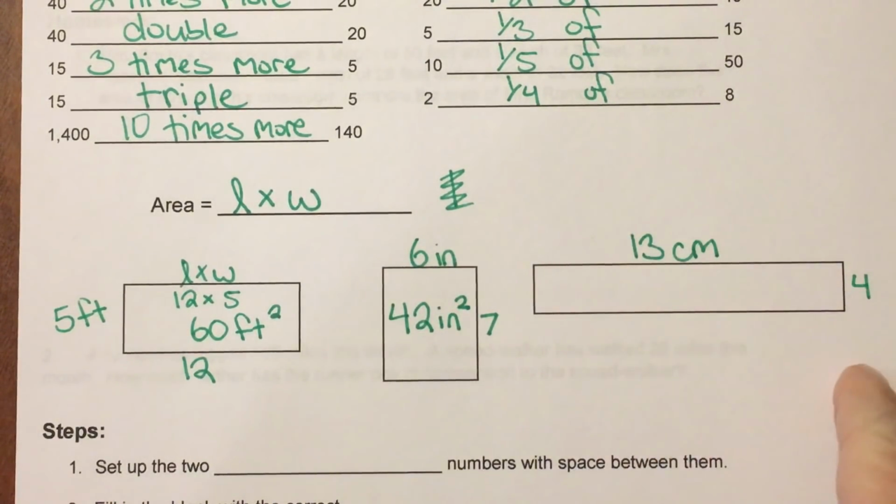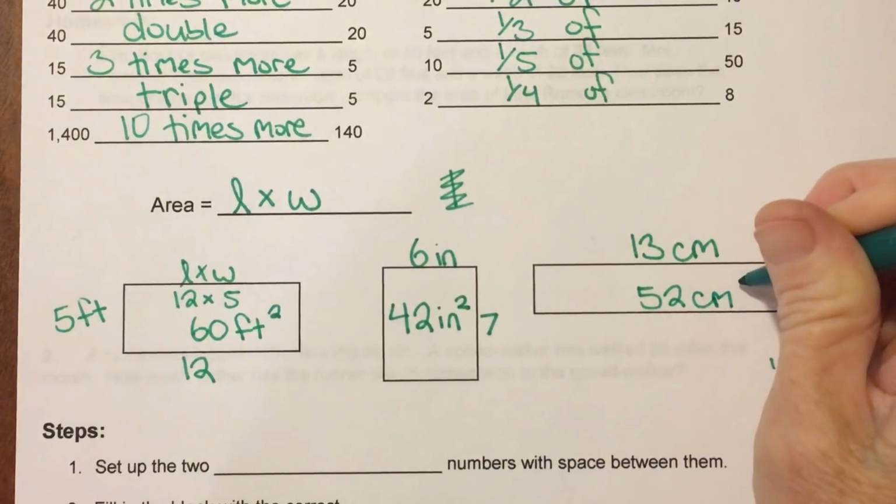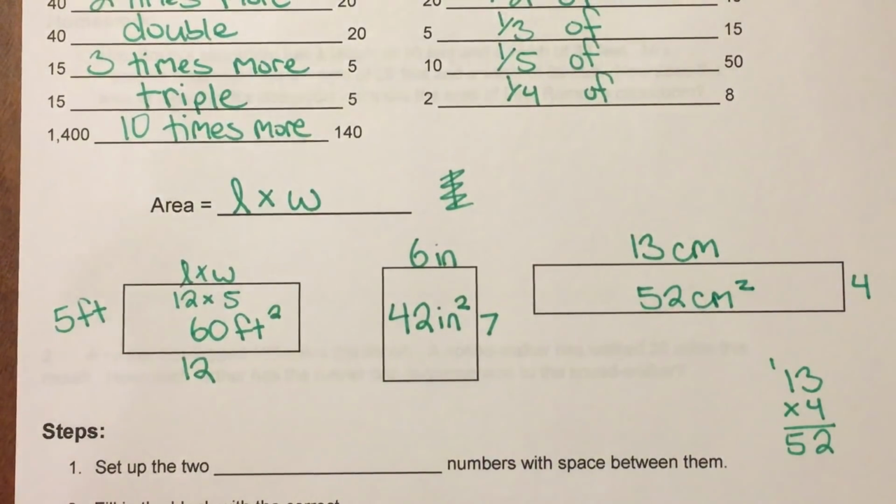This one isn't a basic fact, so I might have to come down here and do side work to figure that one out. I'm getting 52. So my answer would be 52 centimeters squared. Okay, hopefully this was just a refresher from last year.